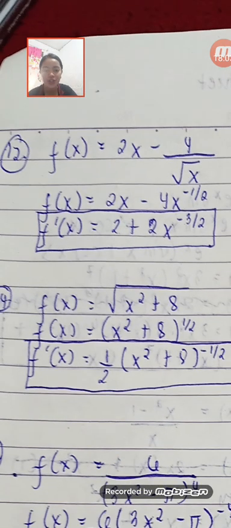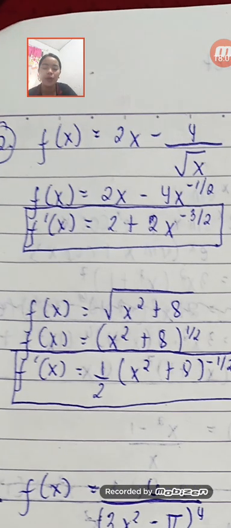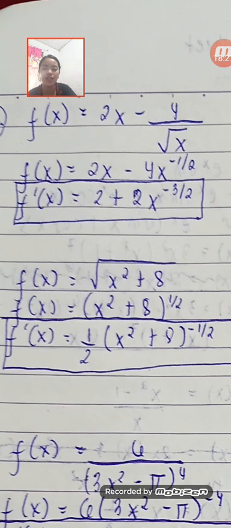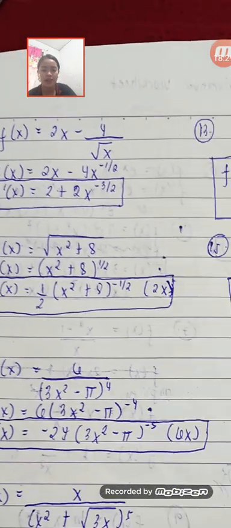Anyway, so the derivative of this simplified version of our equation, we come up with f prime of x is equal to 2 plus 2x, because negative 1/2 multiplied by negative 4 is equal to 2. So we have here plus 2x minus negative 1 over 2 minus 1 is negative 3 over 2. So that is our final answer.